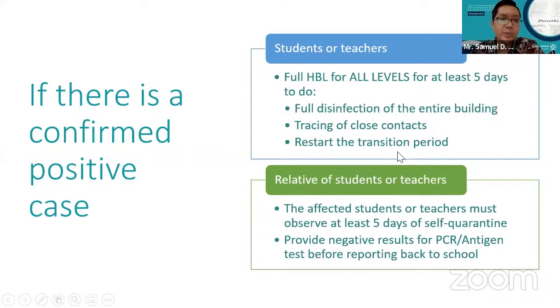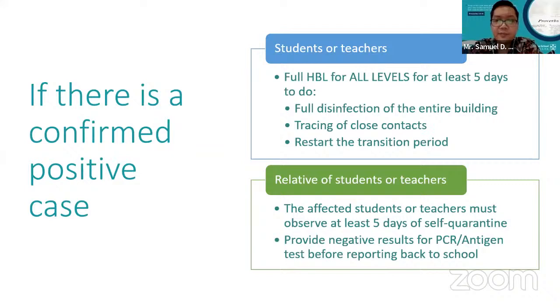We will work with the local puskesmas, the health facility, to do the tracing protocols, and they will be the ones who will advise us, the school, whether to close the school for 5 days or up to 14 days. If it is isolated cases, then most likely the school will be closed for 5 days. But if there is a cluster case, then the school will be closed for 14 days. We will work with the health facility to determine this.